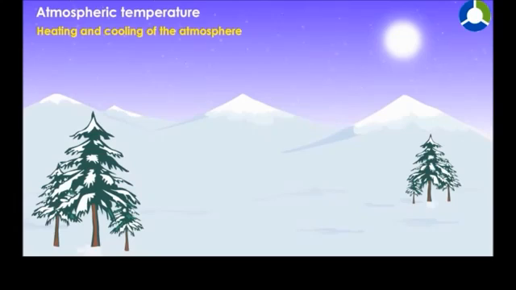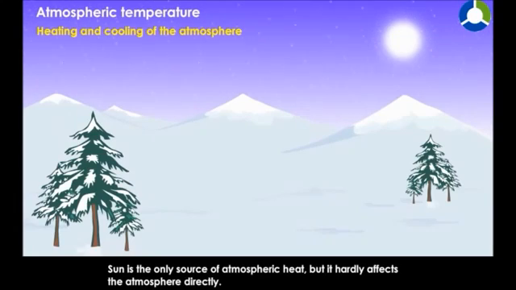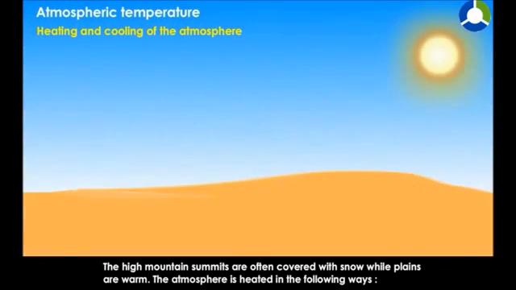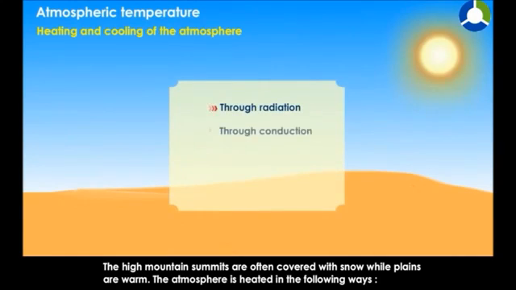Heating and cooling of the atmosphere. The Sun is the only source of atmospheric heat, but it hardly affects the atmosphere directly. The high mountain summits are often covered with snow, while plains are warm. The atmosphere is heated in the following ways: through radiation, through conduction, through convection, through advection.